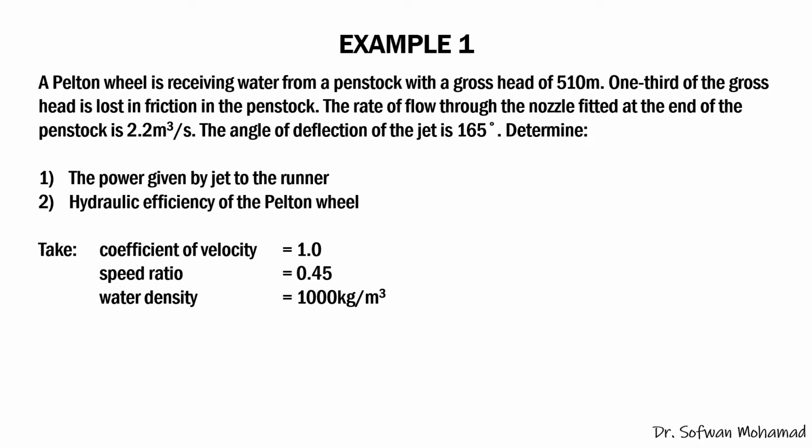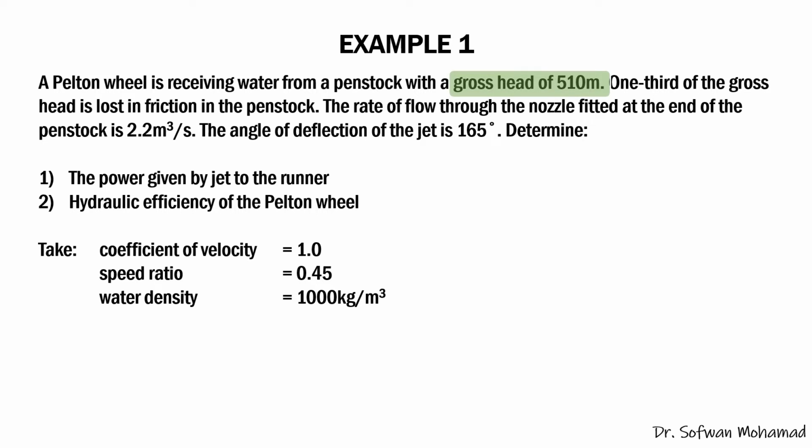Determine number 1, the power given by jet to the runner. Number 2, hydraulic efficiency of the Pelton wheel. Take coefficient of velocity equal to 1.0, speed ratio equal to 0.45, water density equal to 1000 kg per meter cube. First of all, let us highlight the main information that we can extract from the question itself.